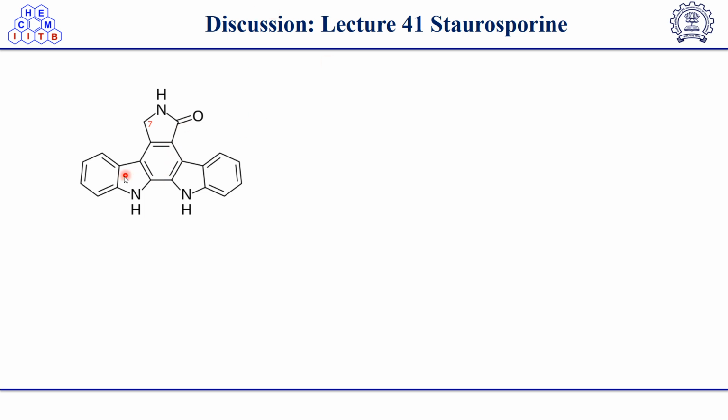As we can see, it has two indoles and one isoindolinone in the northern hemisphere and a sugar moiety in the southern hemisphere. Its biological activity involves nanomolar inhibition of protein kinase C, and it acts as a potential anti-proliferative agent. For this molecule we have seen two total syntheses. The first was Danishefsky's synthesis, the first total synthesis of staurosporine, completed in 1995.